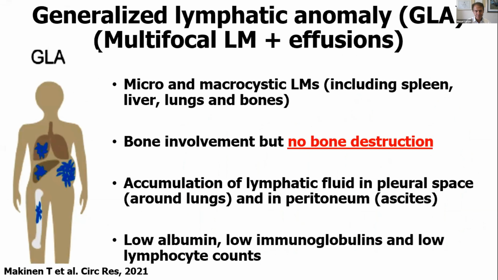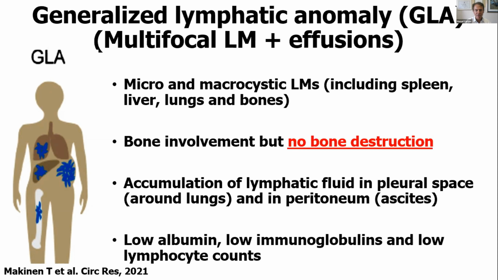So GLA. To think about GLA, one would think about this as being a multifocal lymphatic malformation, meaning lymphatic malformation in many places with effusions. That really is probably the pathognomonic feature of this condition. So you can have micro and macrocystic lymphatic malformations. They can be anywhere, but particularly the spleen, the liver, the lungs, and the bones. Now, although bones can be involved in GLA, bones are not going to be destroyed by the GLA. So there's no bone destruction. That's very important when you differentiate this from the next one, which I will tell you.